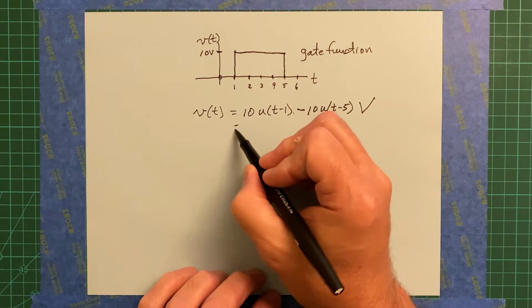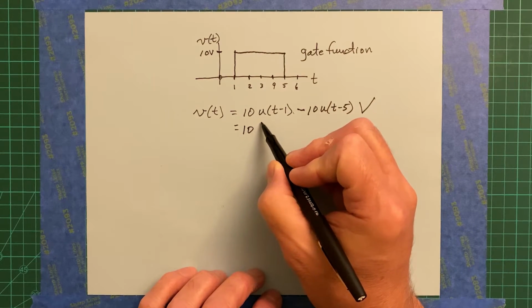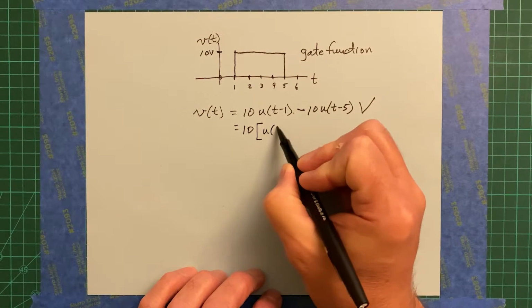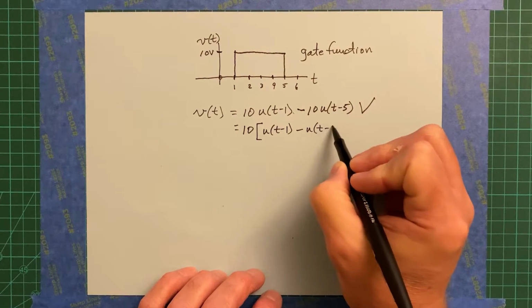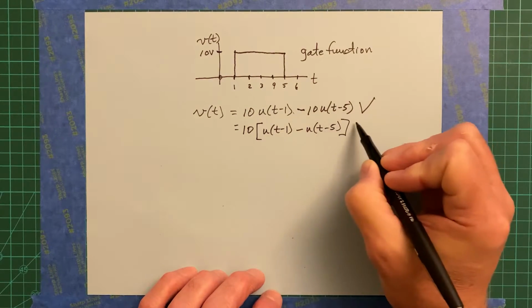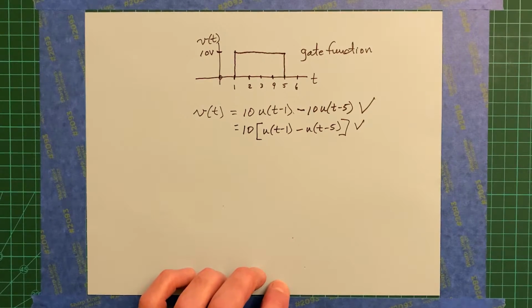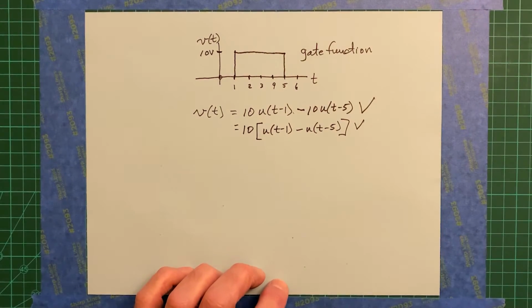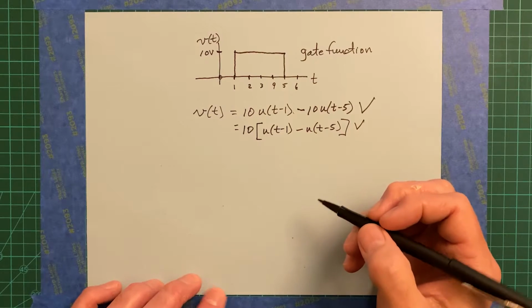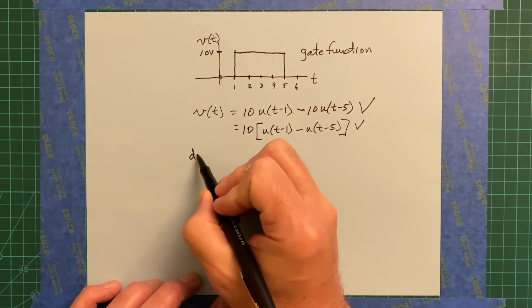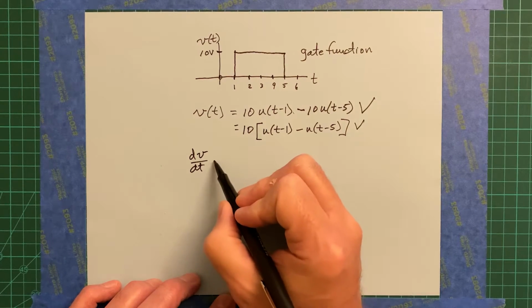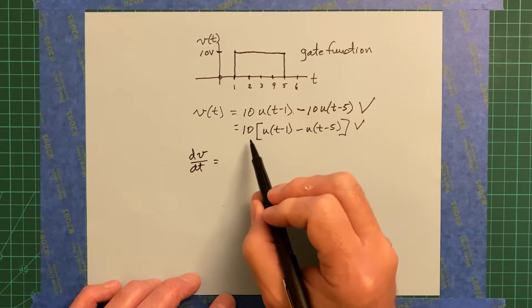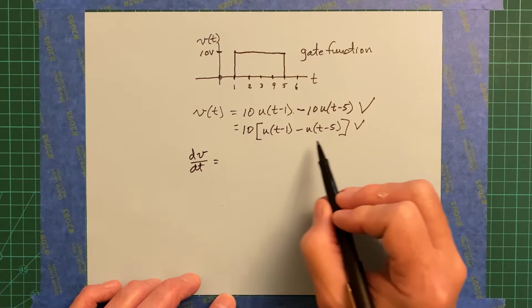So you could simplify that a little bit. You could say 10 of u of t minus 1 minus u of t minus 5 volts. That's one way to do it. Let's, for the sake of fun here, find dv dt. dv dt is going to be the derivative of this whole thing right here.